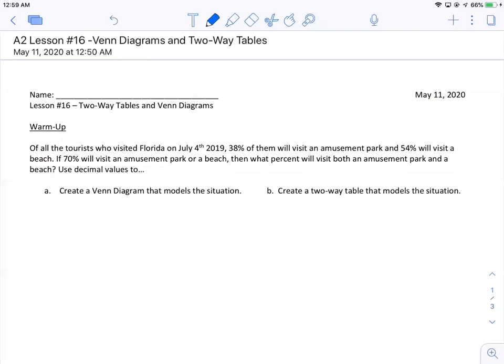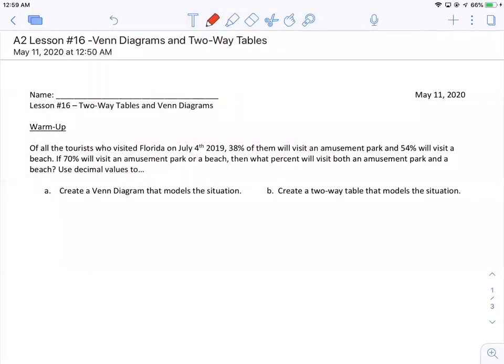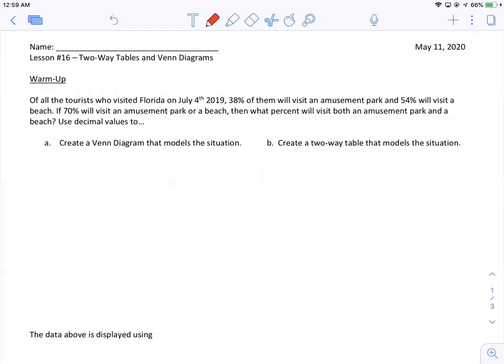Today is May 11th, 2020, and we're going to be talking more about two-way tables and Venn diagrams today. So this is a great warm-up. Pause the video, take a couple minutes, and try to create a Venn diagram and two-way table that models the situation. All right, trust me, it's worthwhile trying to work through this and figure out things on your own. So go ahead, take at least 5 minutes and try this warm up.